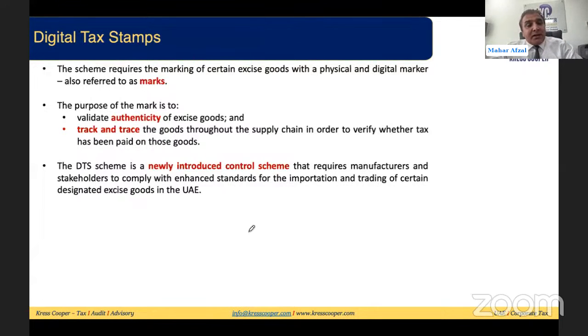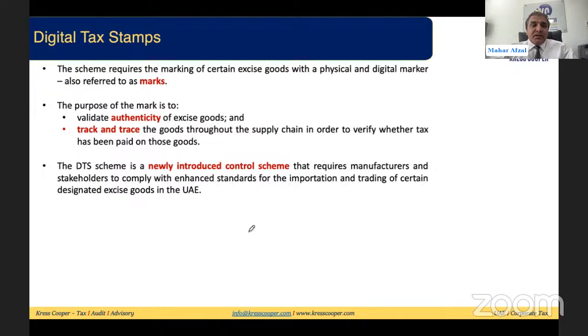Digital stamps, this is another new concept that we'll be discussing in our coming webinars. Digital stamps are basically a requirement of the law that you need to give a specific mark to the excisable products. And what is the reason for this? Why do they want to do this? They want to validate the authenticity of the excisable goods, the genuine authenticity of the excisable goods. Second, to track and trace the excisable goods.